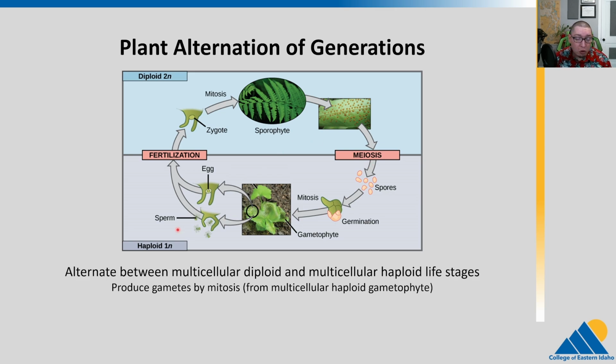These gametophytes produce structures that will either produce sperm or egg. Now you'll notice these are the gametes, the sperm and the egg here. The gametes are produced by mitosis because we're already haploid, so we can't go through meiosis again. So we're producing our gametes by mitosis. The sperm and the egg will fuse to form a diploid zygote, which will divide by mitosis and produce a new sporophyte, the diploid multicellular stage. So that's one of the ways that plants can go through reproduction.